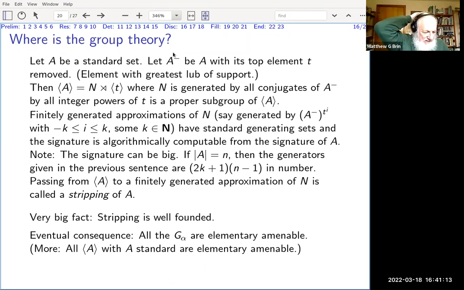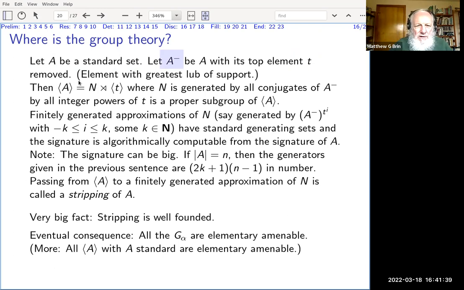So there's been a lot of numbers and not a whole lot of group theory. And so this explains a little bit of how some group theory comes into this. So we have a set of generators, and the largest generator we'll call T for top. All the other generators will be called the lower generators. I'll refer to that set by A minus.